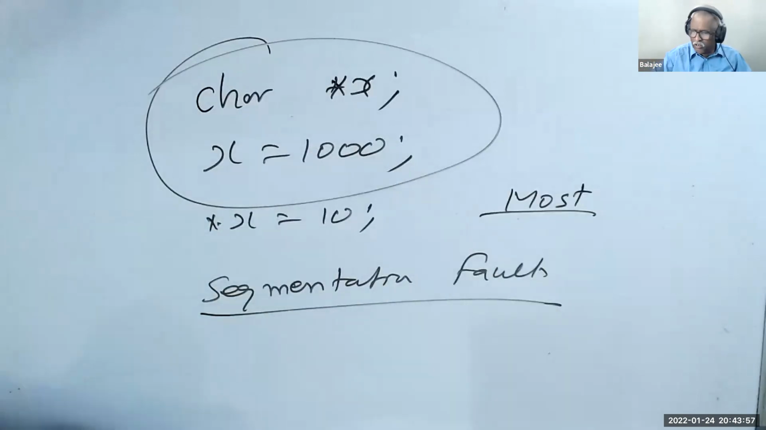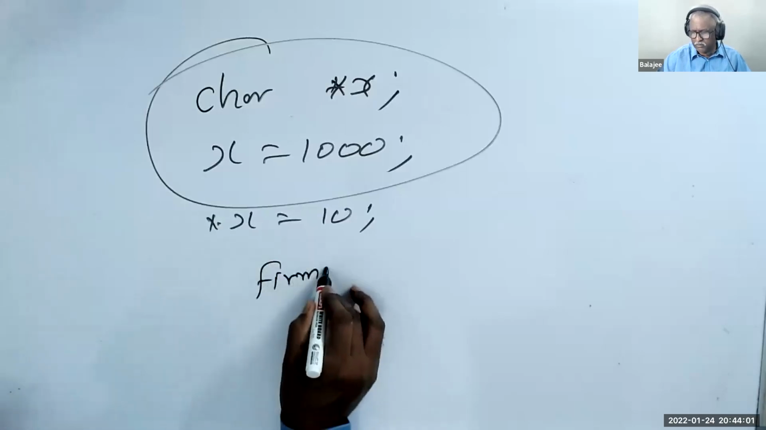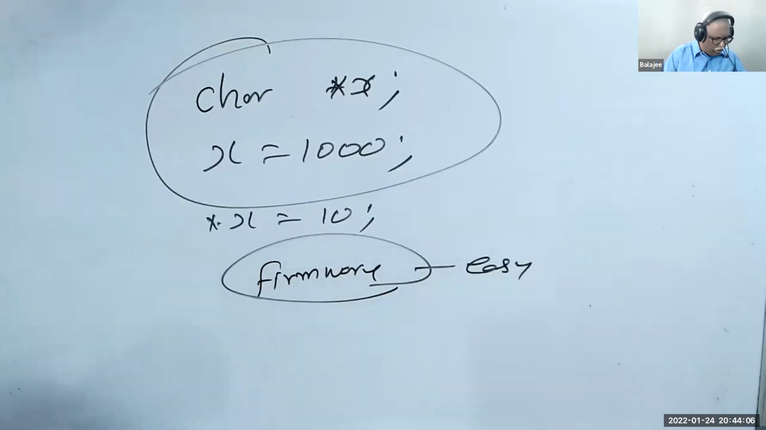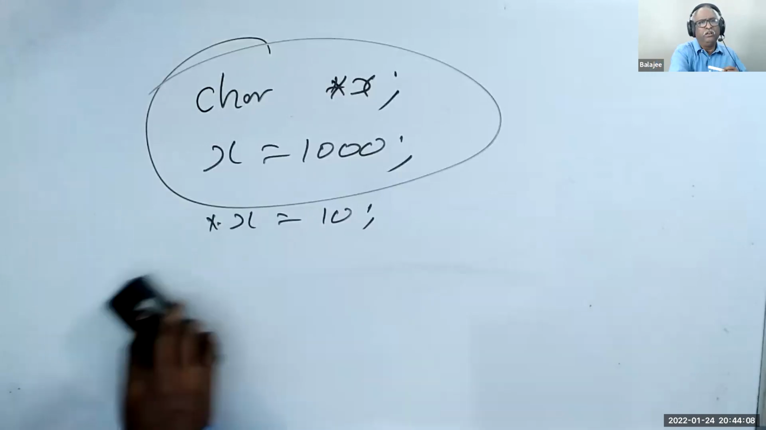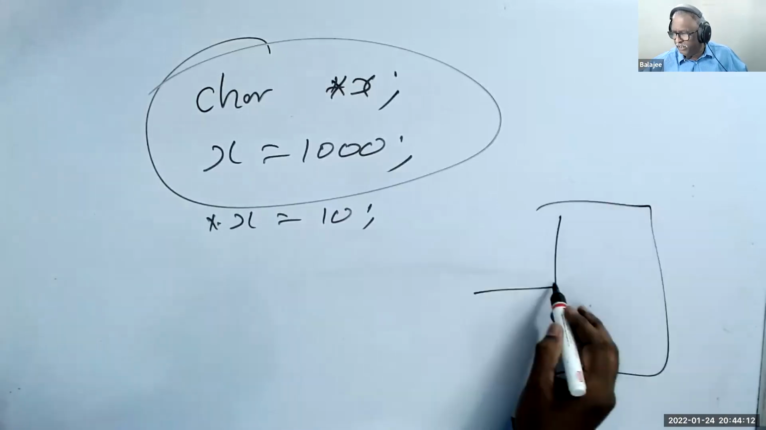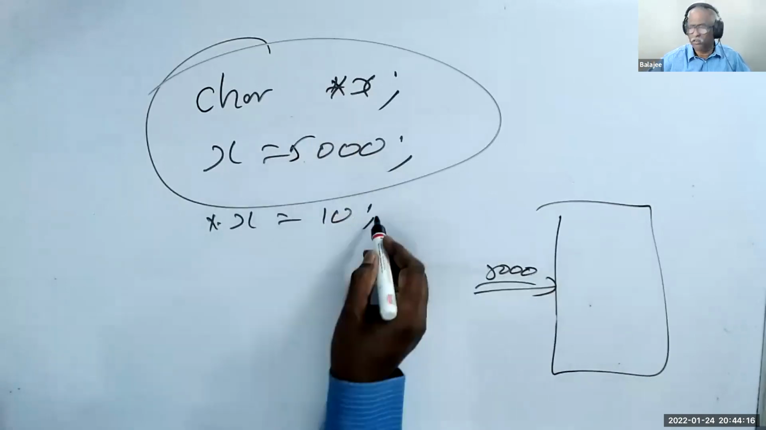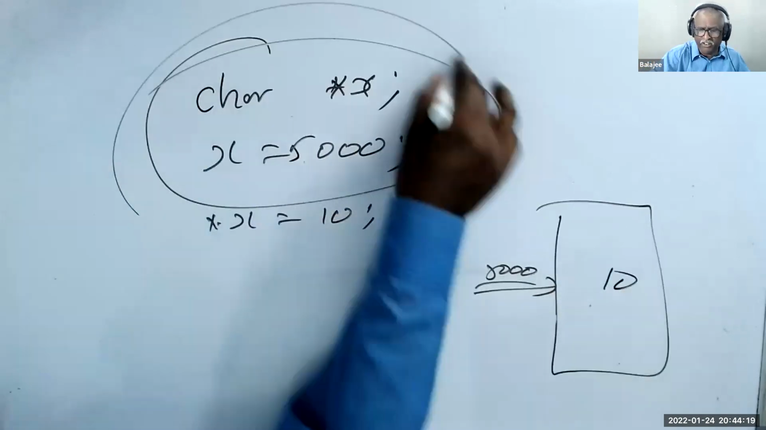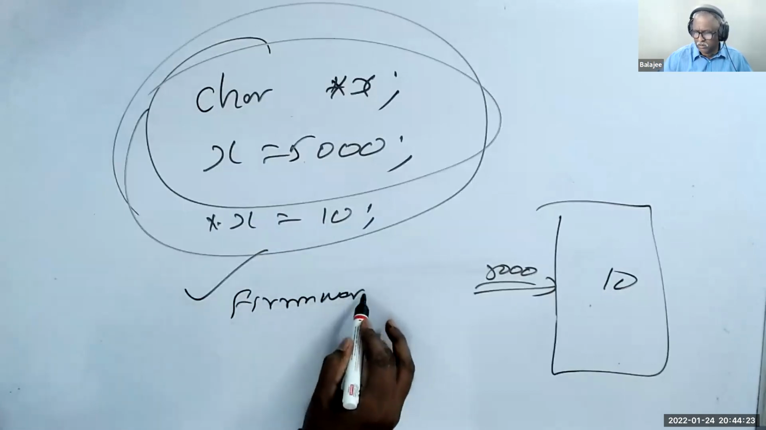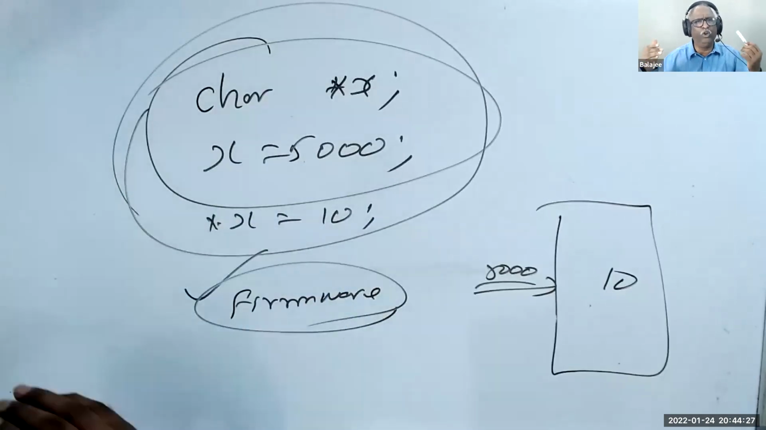But for us, the firmware people, this is very easy. If I tell you to write to the location on the memory at 5000, very simple. You put star 5000 is equal to 10. This will be done. This is a very, very valid program on firmware. And this is the one we are going to use maximum.